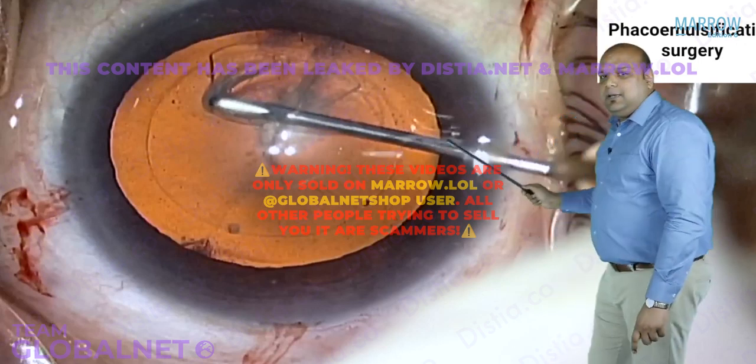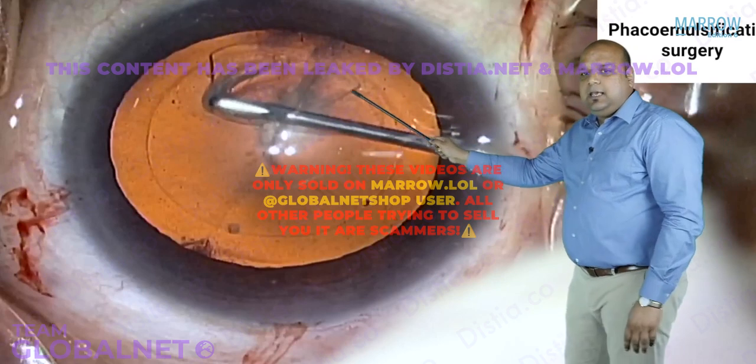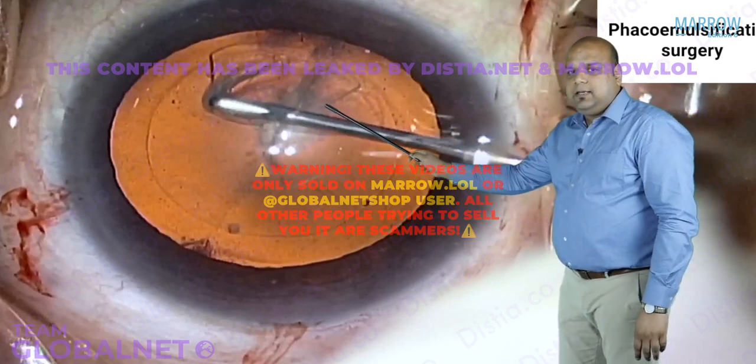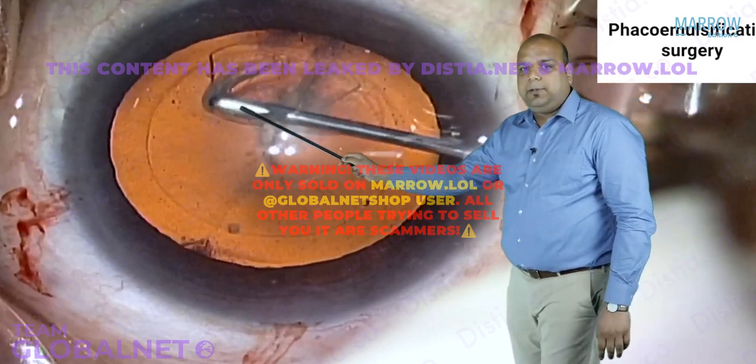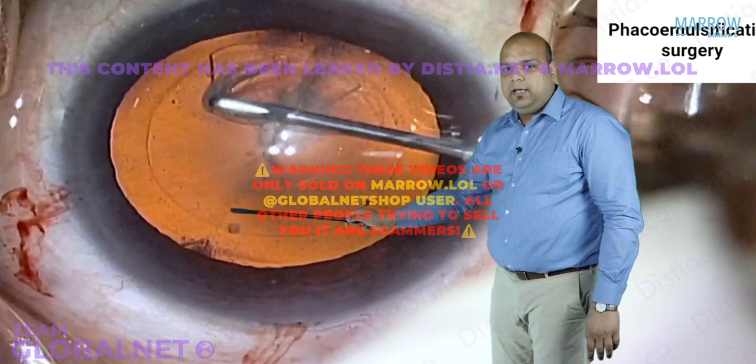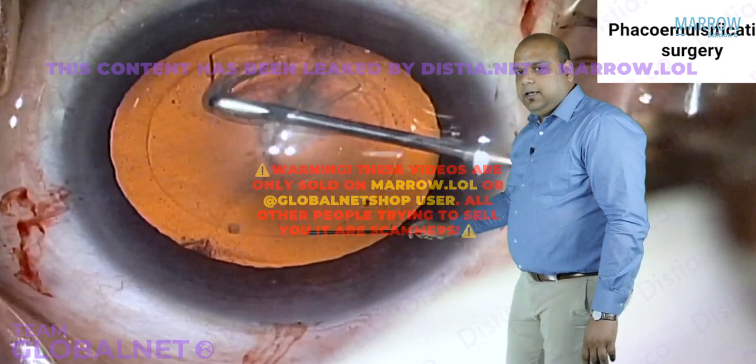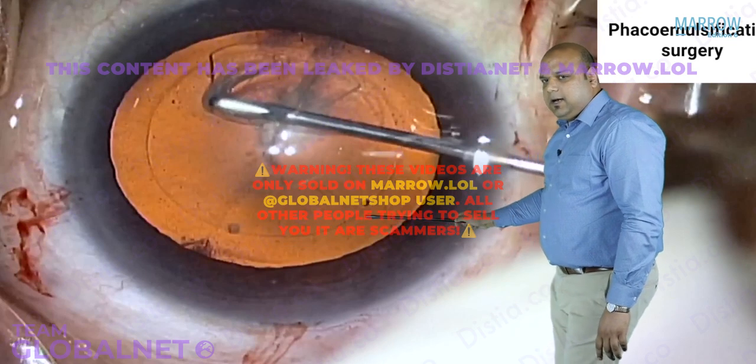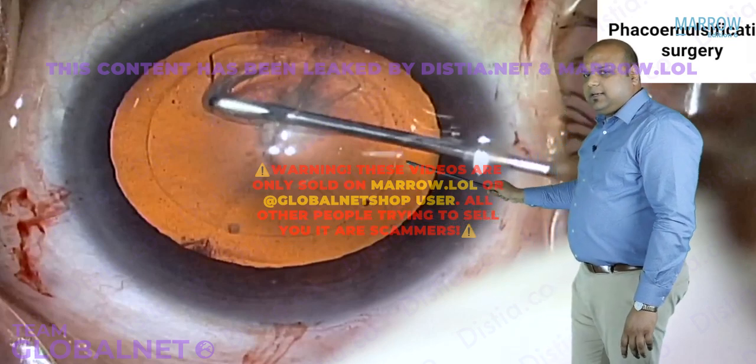Now the capsulorhexis has been completed. You will be able to see a complete round circle, everybody. See, you will be able to see a complete round circle going here, coming here. You are able to see a complete round circle.